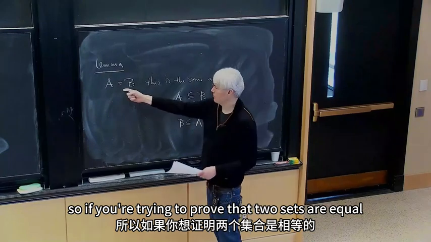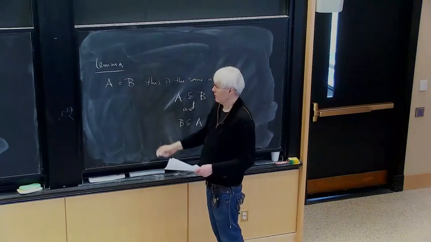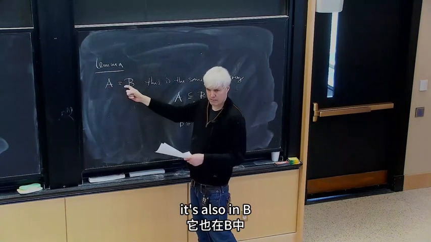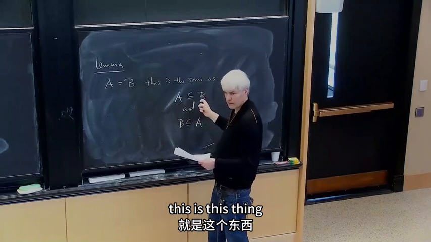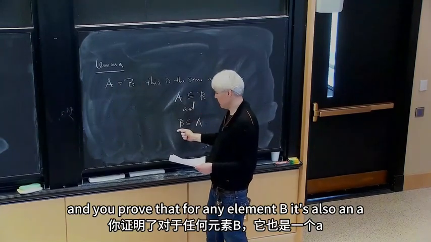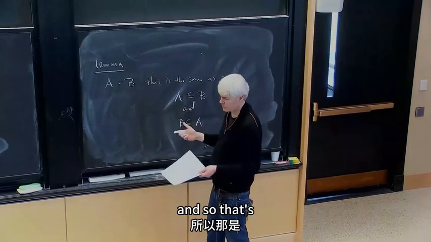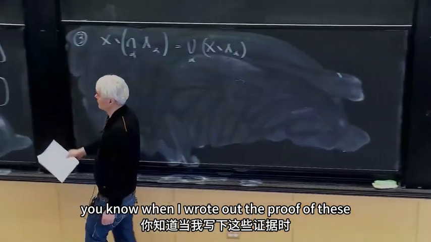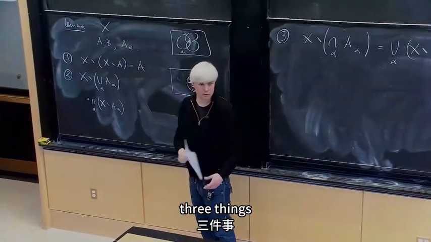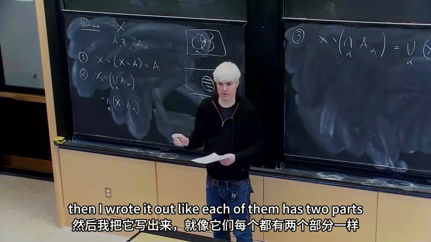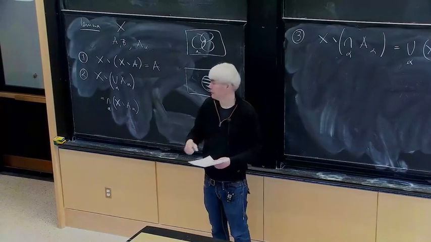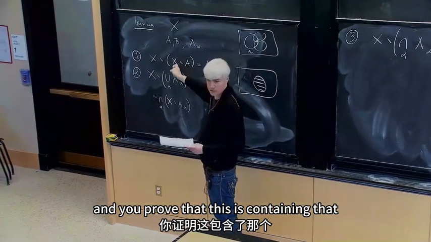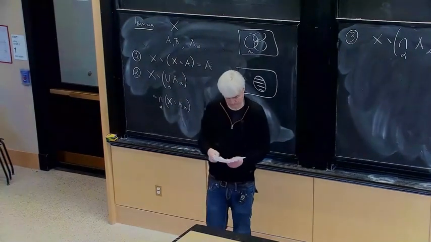So if you're trying to prove that two sets are equal, then you would prove that for any element in A, it's also in B. This is this thing. And you would prove that for any element in B, it's also in A. And so when I wrote out the proof of these three things, I wrote it out like each of them has two parts: you prove that this set is contained in that, and you prove that this is contained in that. Okay.